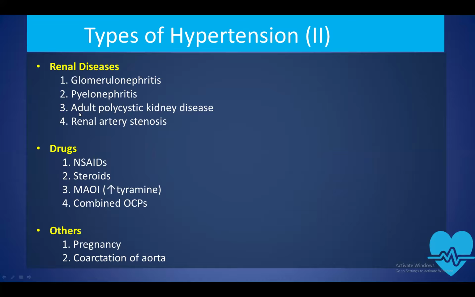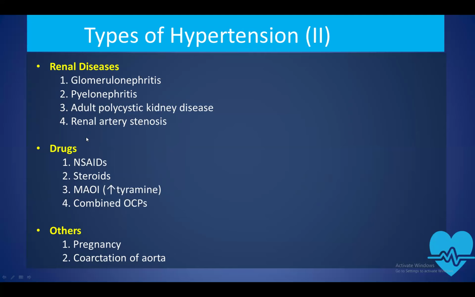Glomerulonephritis, pyelonephritis, adult polycystic kidney disease, and renal artery stenosis. All these diseases decrease GFR, and when GFR decreases, the body activates the renin-angiotensin system in an attempt to increase GFR. And whenever the renin-angiotensin system is activated, it causes hypertension through multiple mechanisms. For example, it stimulates the secretion of aldosterone from the adrenal gland, which then causes sodium and water reabsorption in the kidneys.